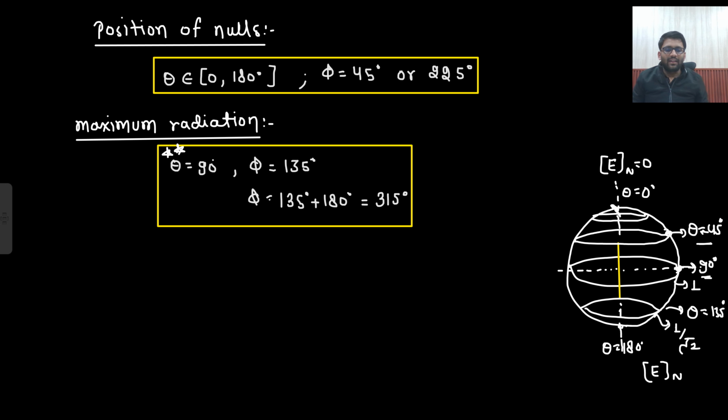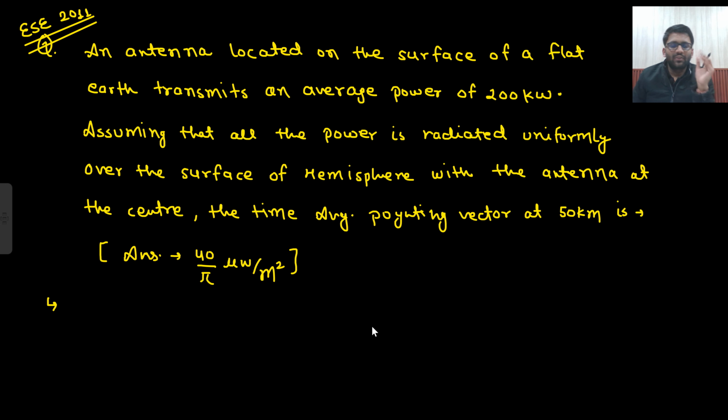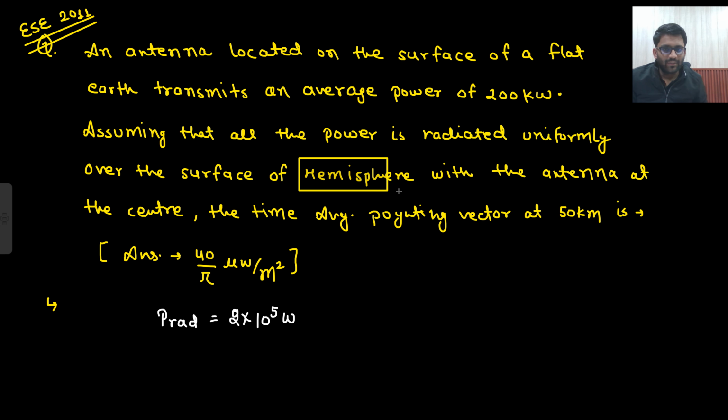Okay, let's see the last question now. Last question of this particular lecture. Try solving it. An antenna located on the surface of flat earth transmits an average power of 200 kilowatt. This we already know. P radiated is given, that is 2 into 10 to the power 5 watt. Assuming that all the power is radiated uniformly over the surface of a hemisphere with the antenna at center, find the time average Poynting vector at r equals 50 kilometer. So I can write down 5 into 10 to the power 4.